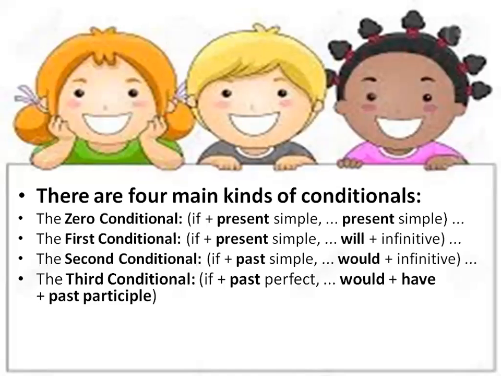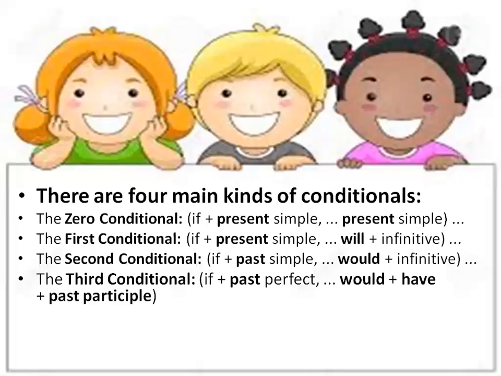Now the second one is the first conditional. Okay, zero we have done. The structure is present simple plus present simple, and you have to use if with the if clause. जिस चीज के ऊपर next वाला काम dependent है, you have to use if clause with that sentence.